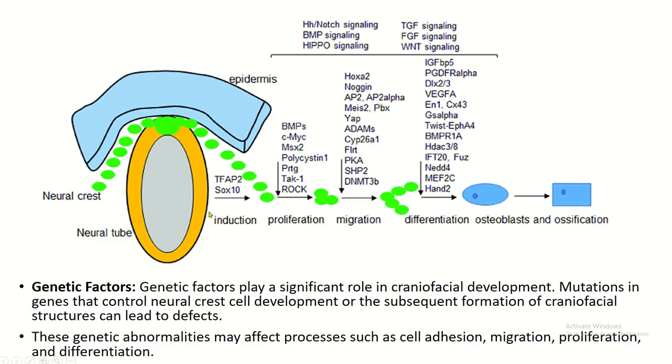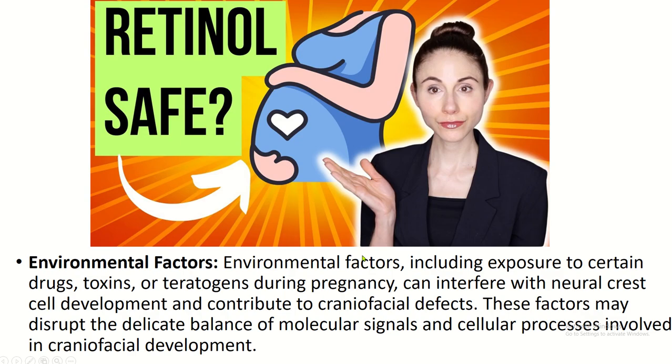Genetic factor. You see there is a step-by-step developmental process of the neural crest: induction, proliferation, migration, differentiation, and adult structure formation. Every step is controlled by some genes. So any mutation of the genes causes cell damage and structural defect. Environmental factors also influence its normal development, normal proliferation and differentiation.